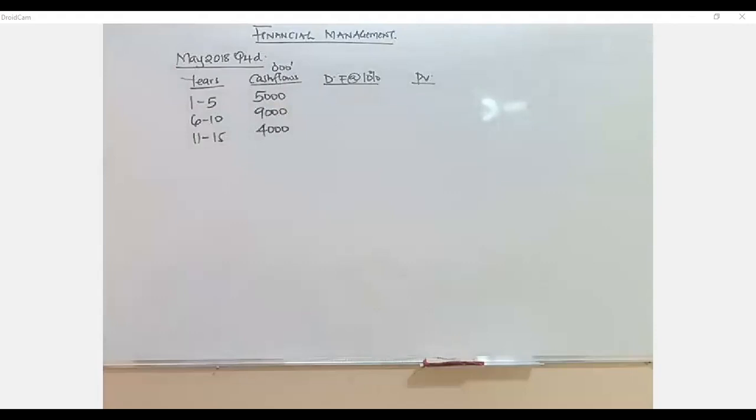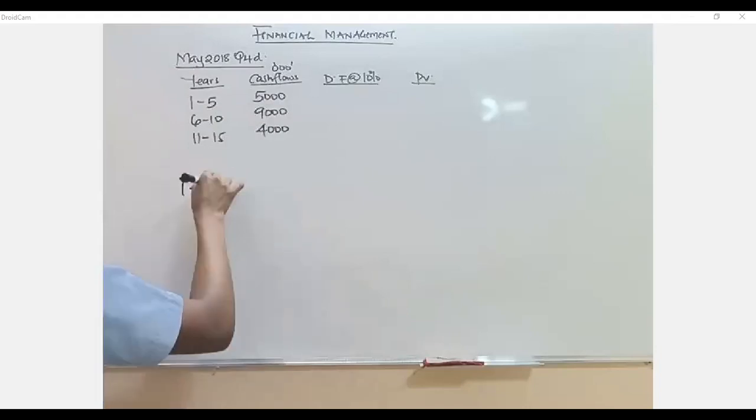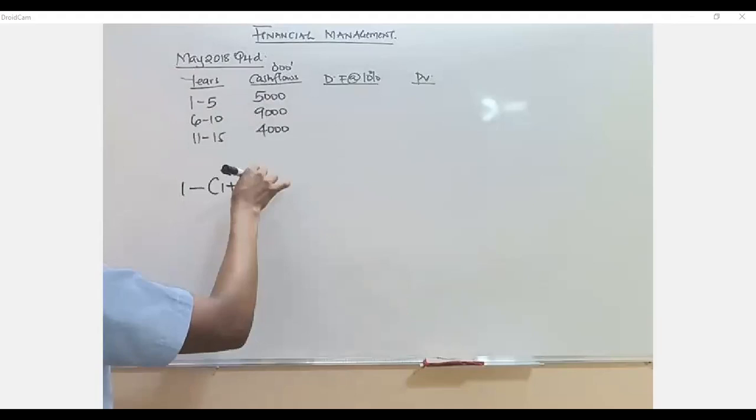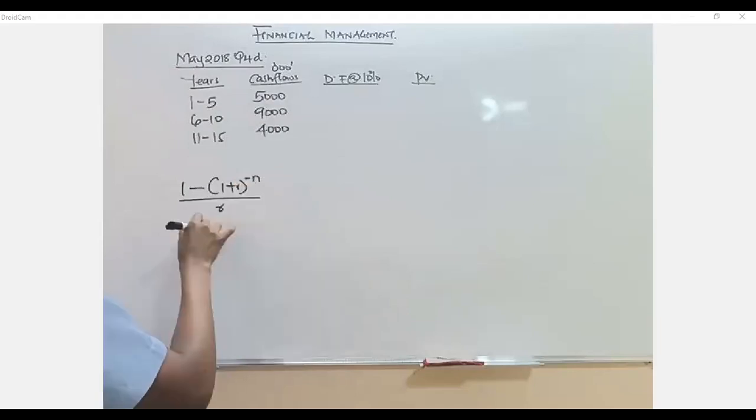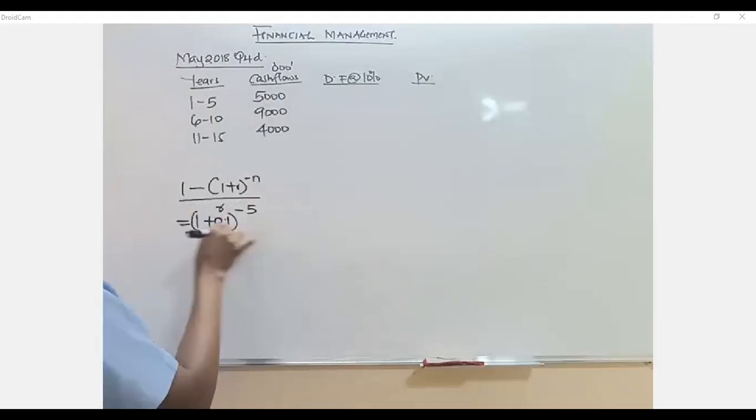So what would be the discount factor? Looking at all of them, they are annuities. So for the first one I take 5 years, because it's years 1 to 5 and there is no year zero, even in the table. So I go to the annuity factor for 5 years. If I want to use the formula, it is 1 minus 1 plus r raised to the power negative n, divided by r. So it will be 1 minus 1 plus 0.1 raised to the power negative 5, divided by 0.1.